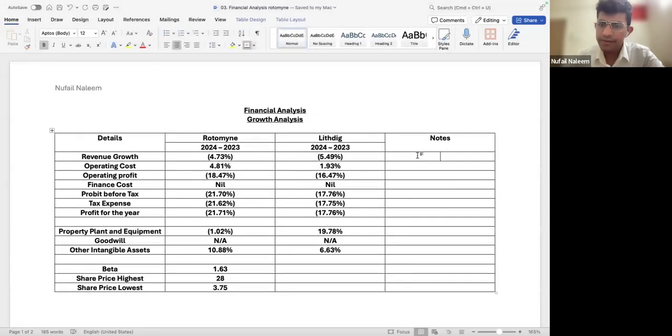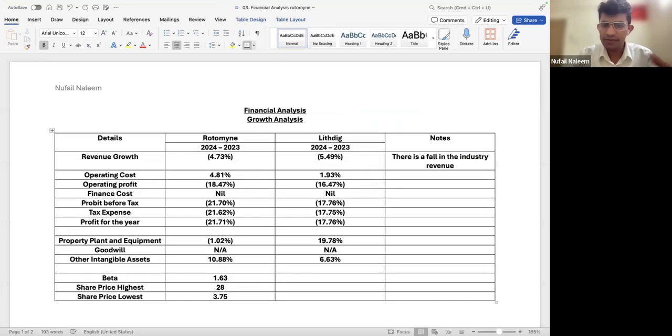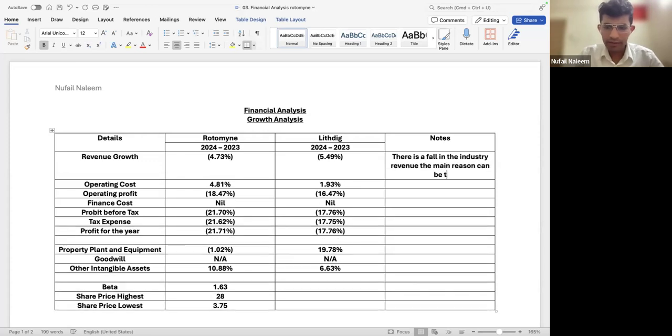Now, students, I'll just write down here: there is a fall in the industry revenue. Because, students, if you observe in this question, we only have 4 large organizations. The main reason can be the success rate of electric cars.